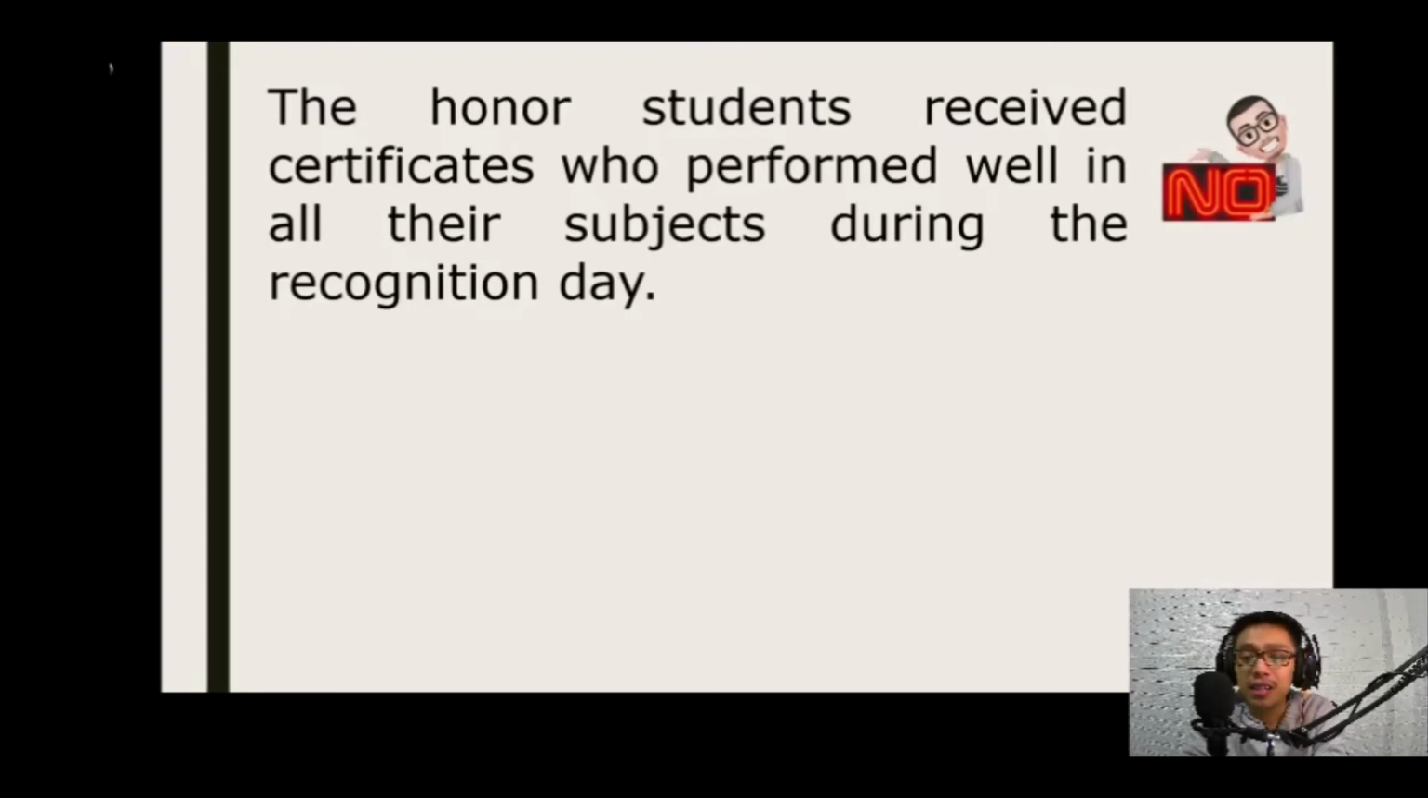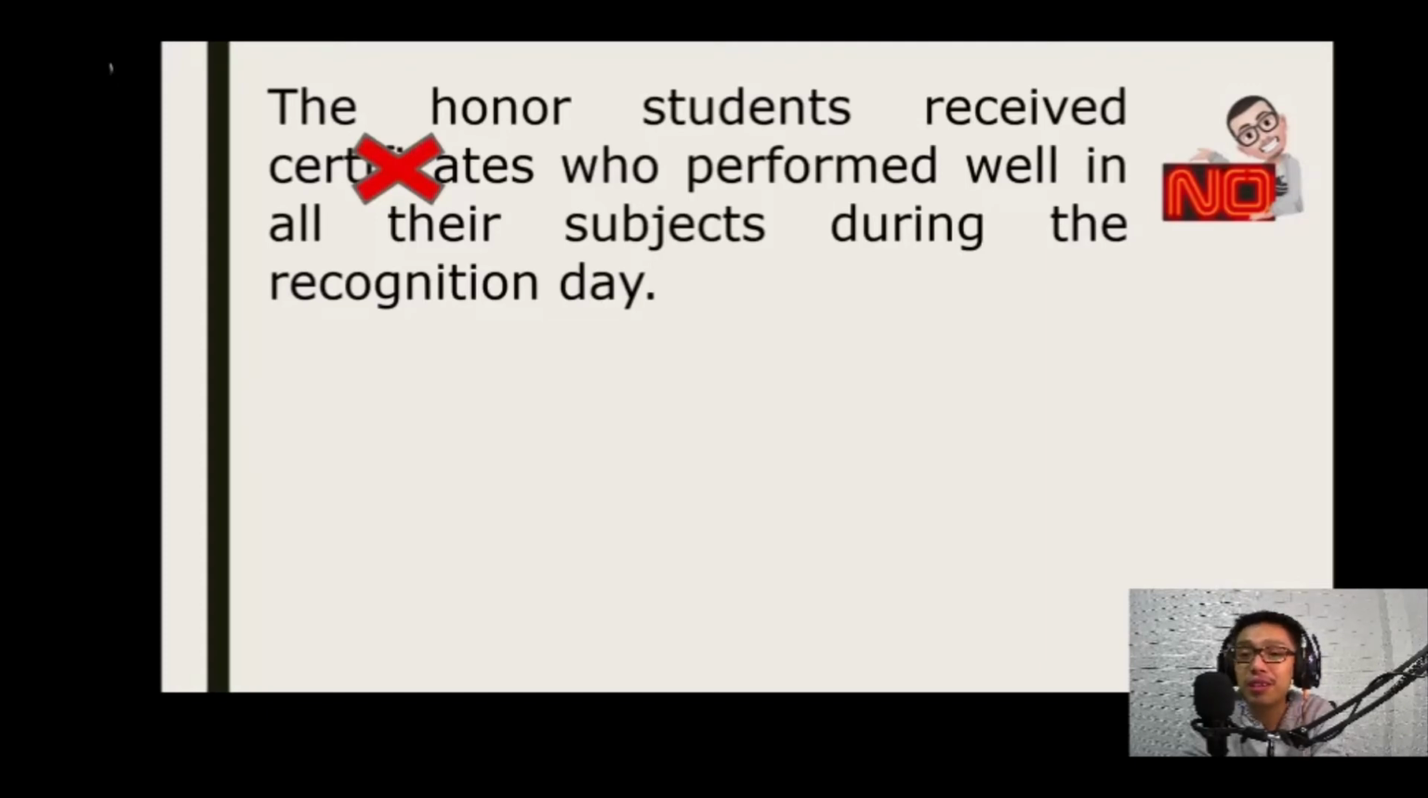Now, let's have another example. The honors students received certificates who performed well in all their subjects during the recognition day. So in this sentence, where is the misplaced modifier? Okay, the misplaced modifier there is who performed well in all their subjects. Okay, it is modifying the wrong word. And the wrong word is certificates. So obviously the certificates cannot perform well in all their subjects. So it should be the honors students.